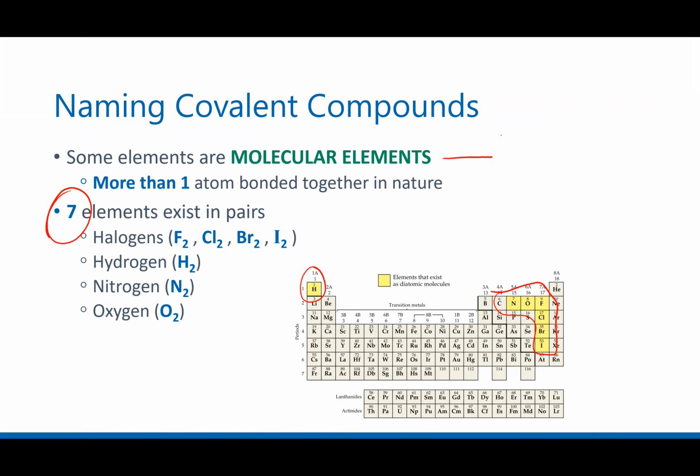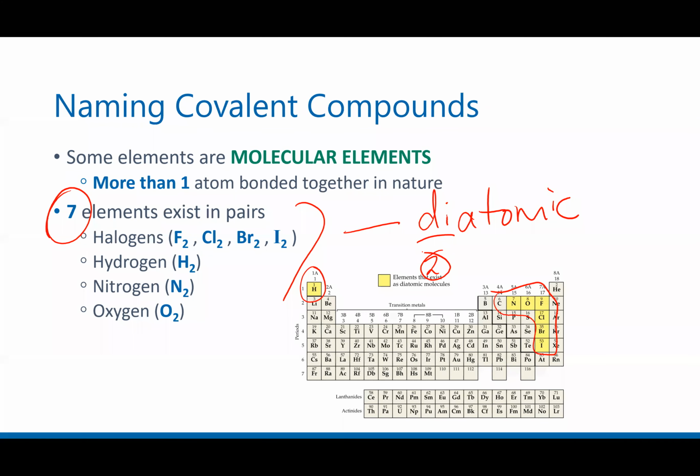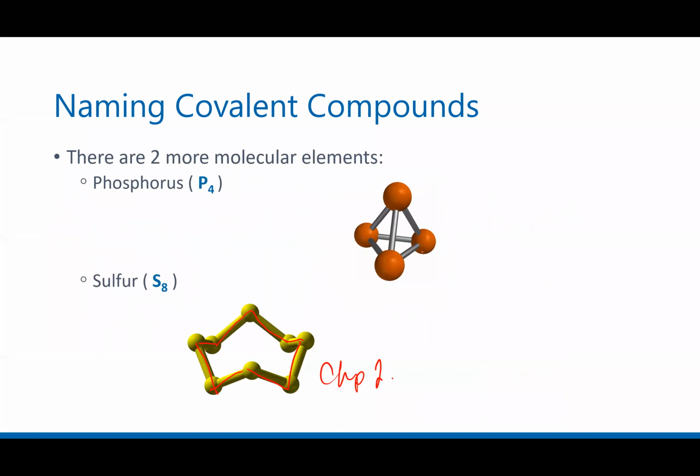We call these diatomic molecules. Diatomic means 2 atoms. Di means 2. That's how they exist in nature, so there's nothing really to memorize here. It's just these elements, even though they're bonded to another element of the same type, we don't change the name. We just call it hydrogen, nitrogen, oxygen.